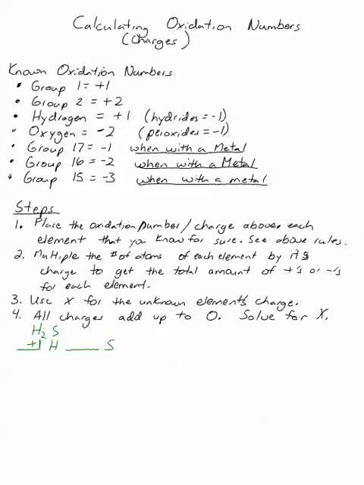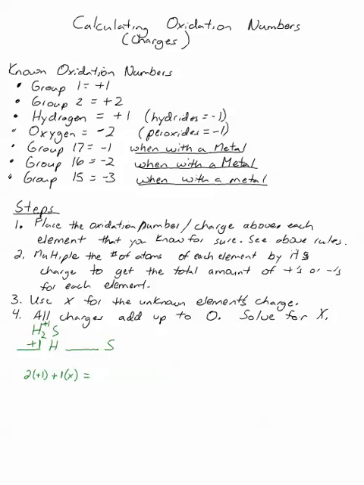And so what we do is we put our known charge up above, which is a +1 right here. Then we need to multiply by that amount, okay? So we take our 2 times our +1 plus I have 1 sulfur times the charge of the sulfur. Now we don't know that for sure, so we just say it's X.